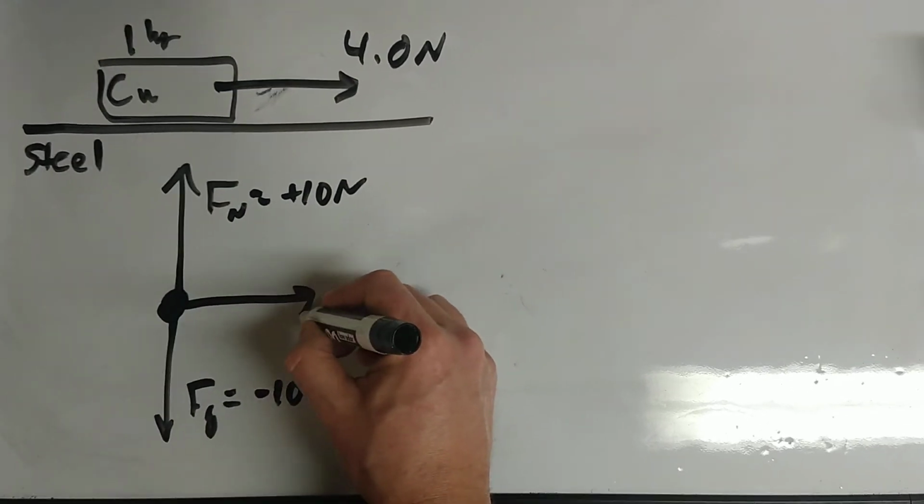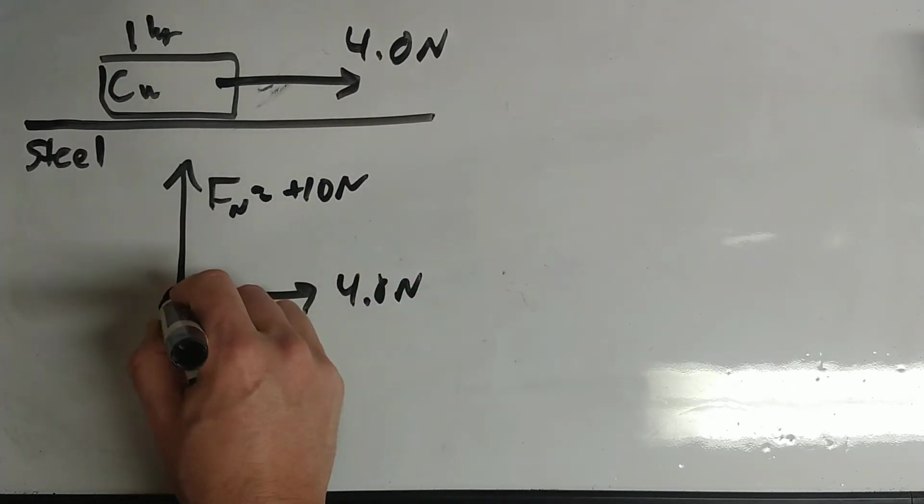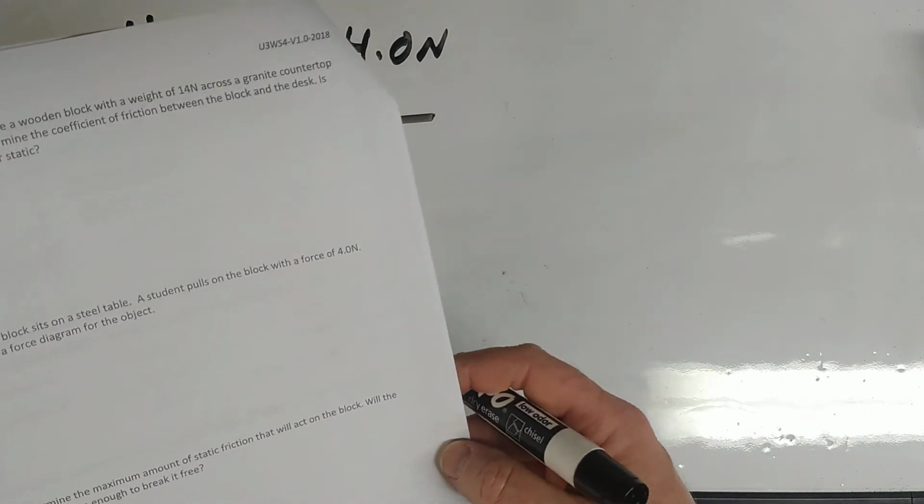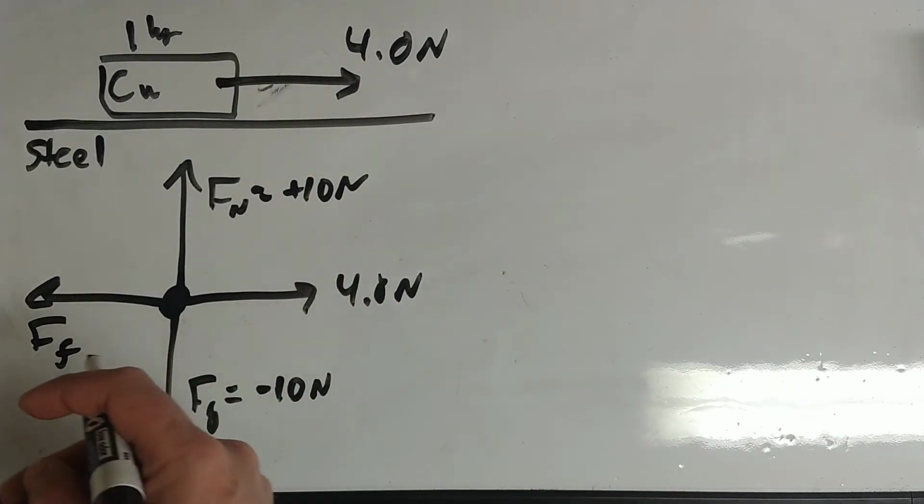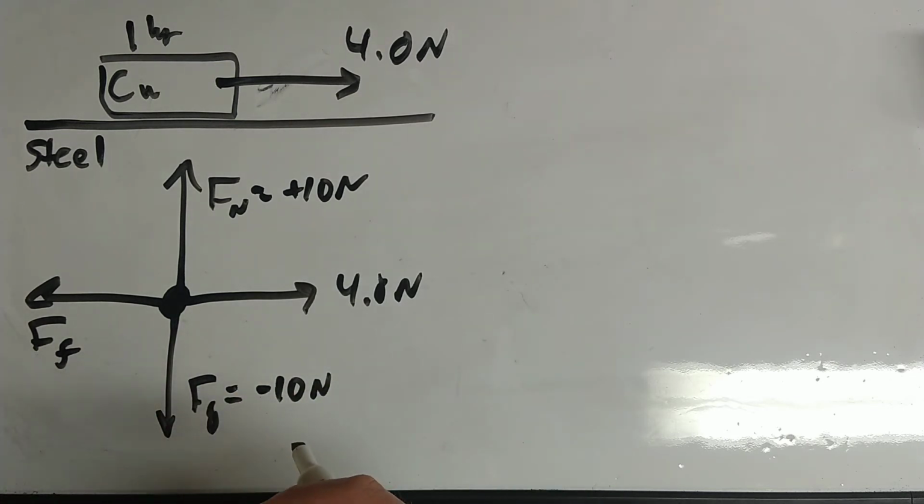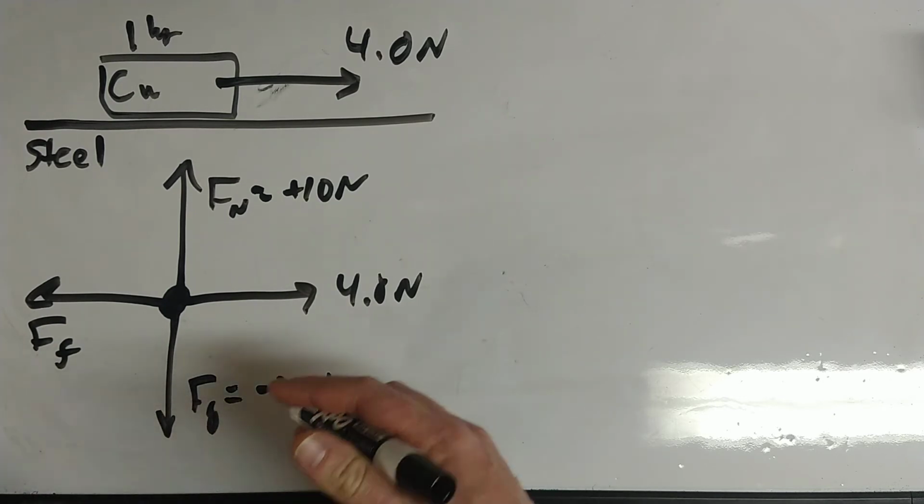All right, we have a pulling force of 4.0 newtons. And then we have a force of friction acting backwards, but we don't know what it is. All right, we don't know what that force of friction is. So the question is, determine the maximum amount of static friction that will act on the block. Will 4 newtons be enough to break it free?